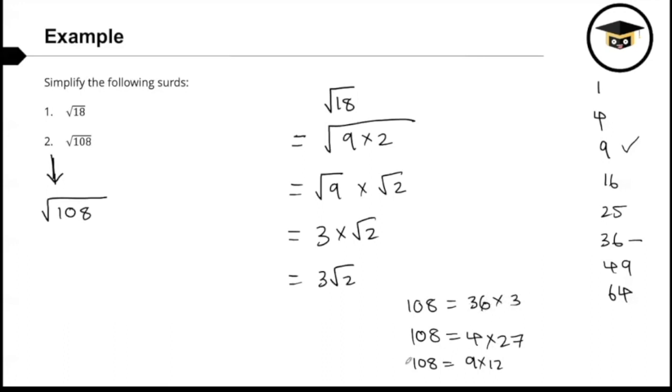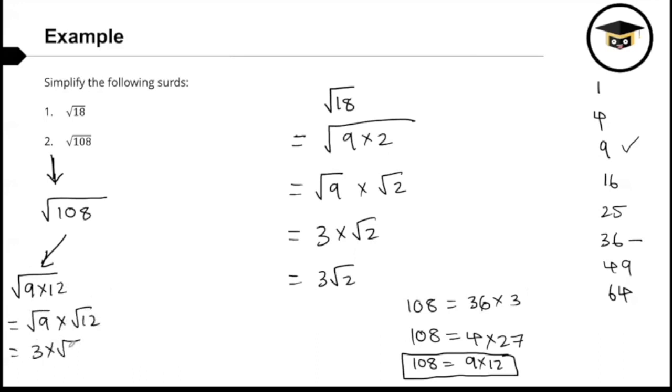Okay? So I'm just going to do it 2 ways here. Let's say I didn't find the biggest one and I just went for the 9 times 12. Then the square root of 108 is equal to the square root of 9 times 12. And I can say that's equal to the square root of 9 times the square root of 12. And I can say that's equal to 3 times root 12.